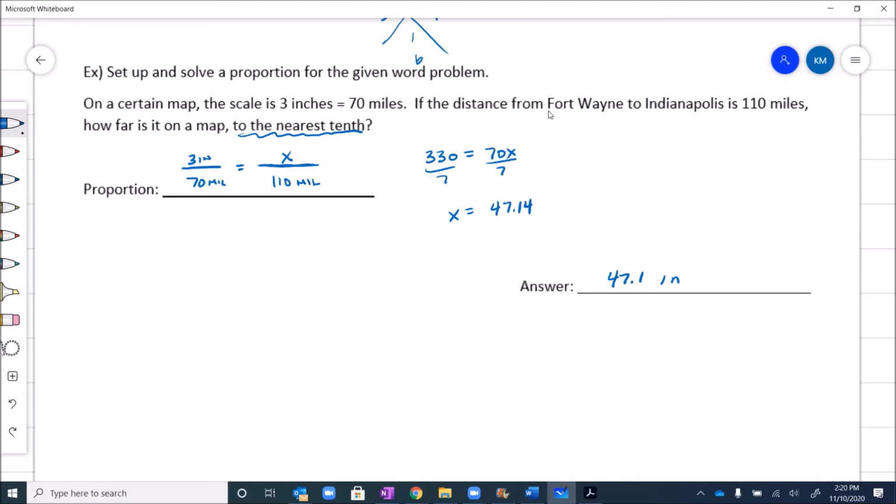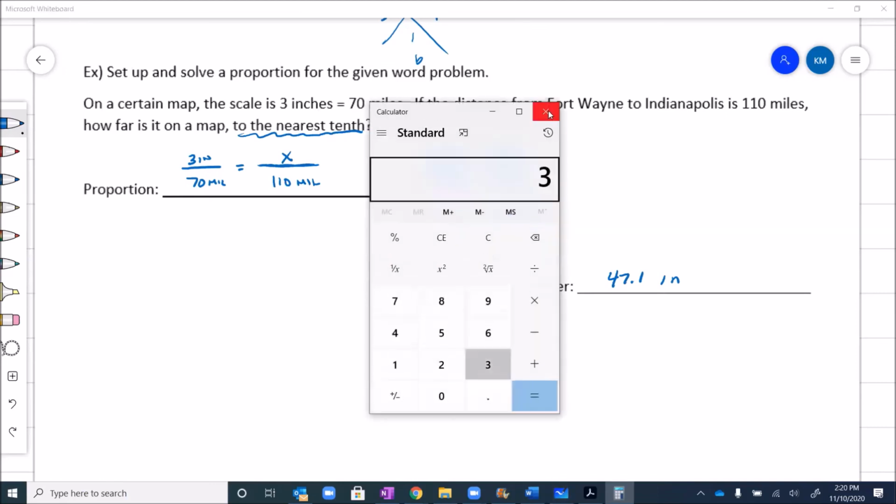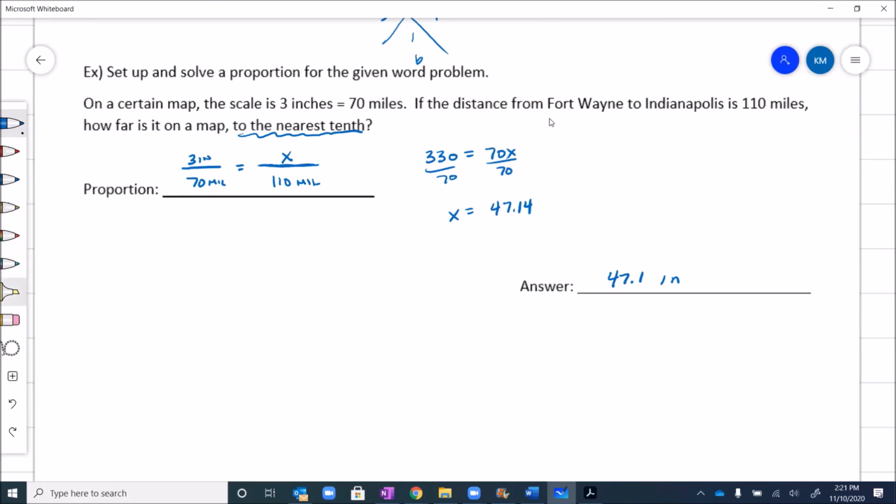Did I do that right? No, I divided it by 7 instead of 70. Okay, I thought that was really big. Let me do that again, but correctly this time. There we go, 4.7. That makes way more sense. I was about to say 47 inches on the map. That's a 4-foot map. And that's why we want to make sure our answers make sense. 4.7 inches. That's how far away it is on the map.